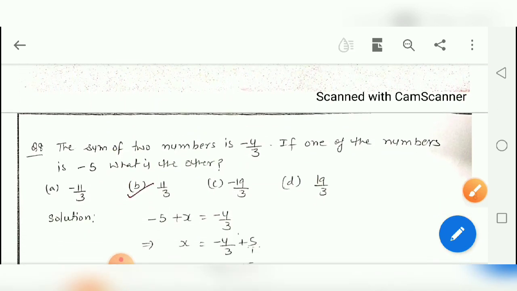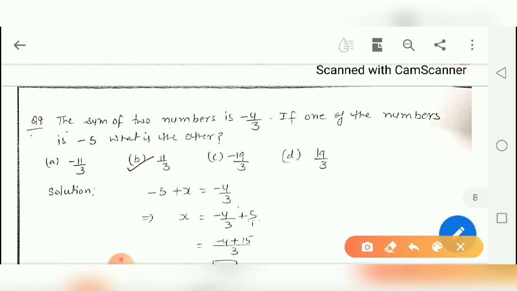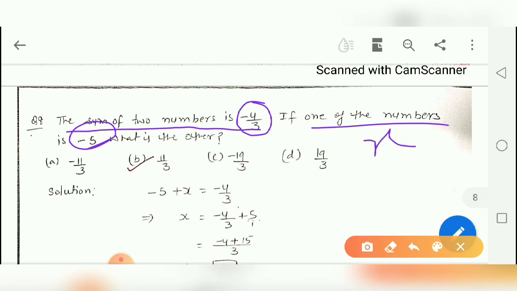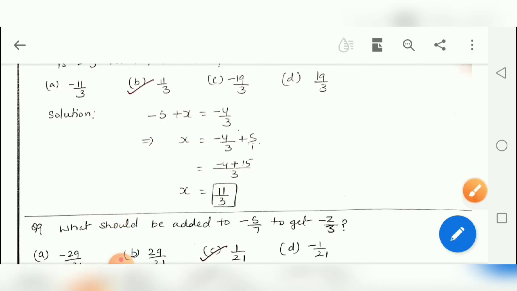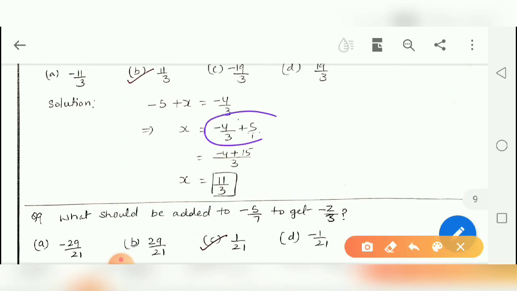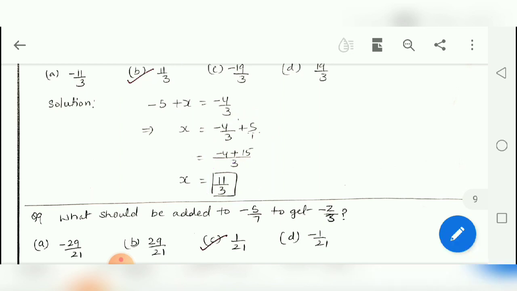Now in question number 8, the statement is the sum of two numbers is negative 4 upon 3. This is the sum. If one of the numbers is negative 5, let the other number be x. So this is the statement according to the question. Negative 5 plus x is equal to negative 4 by 3. By transposition, we will solve this and get 11 by 3 as the answer. So I will take B as the correct option.